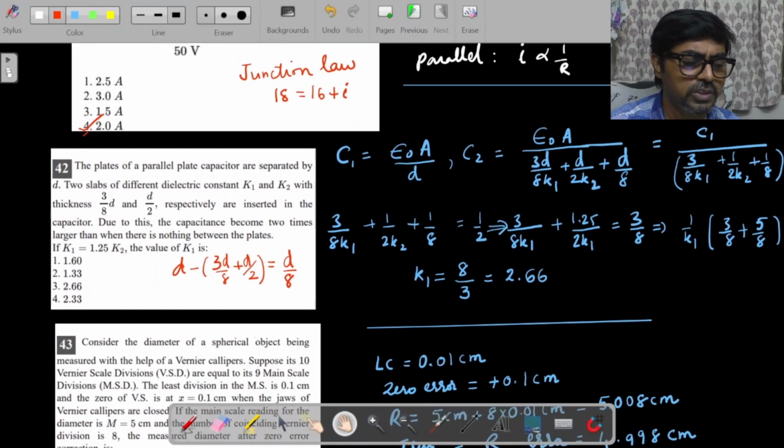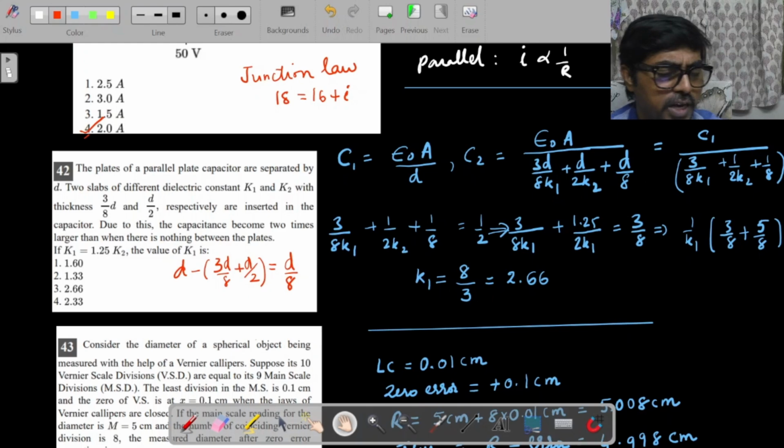Now let us go to question 42. The plates of a parallel plate capacitor are separated by a distance d.